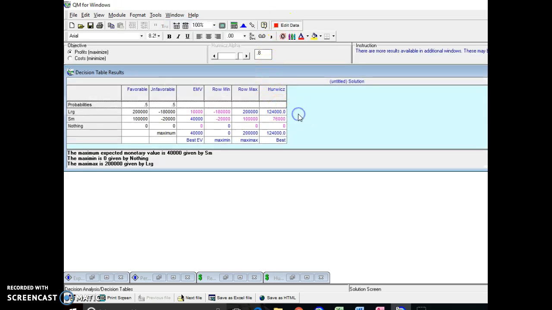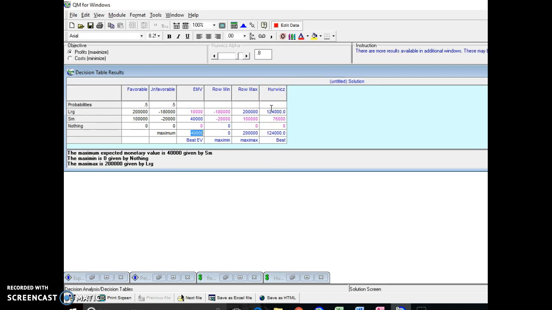And what that's going to do is provide us a new column here, and you can see the best decision is actually to build a large plant with a Horowitz criterion of 0.8, which gives us an expected value of $124,000. Small plant is right here at making $76,000. Then, of course, if we do nothing, we make nothing. Interesting, we just have the standard expected monetary value and those values down here. So for the Horowitz criterion values, you would get them right there.